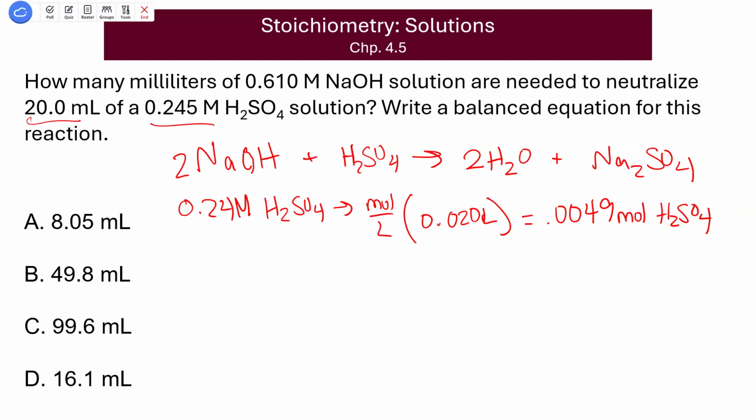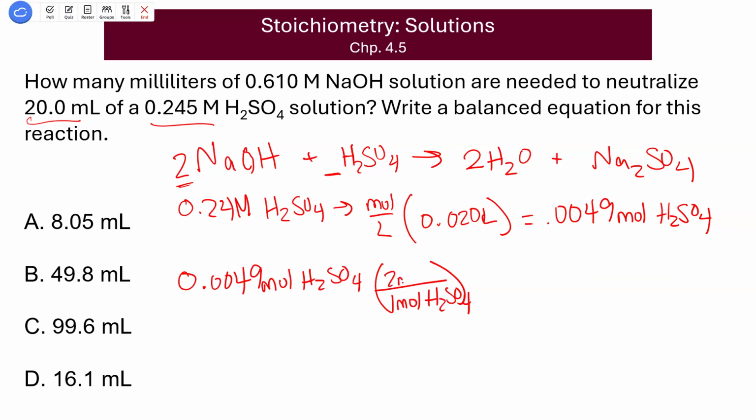Where this gets tricky with acids and bases is that we now have a 2-to-1 molar ratio for your base to your acid. So using the moles of your acid, you now need to use your stoichiometric coefficients in order to find how many moles of your sodium hydroxide you need. So it's not just a 1-to-1 here, it's a 2-to-1. For every 1 mole of H2SO4, you have 2 moles of sodium hydroxide. So you need twice as much.